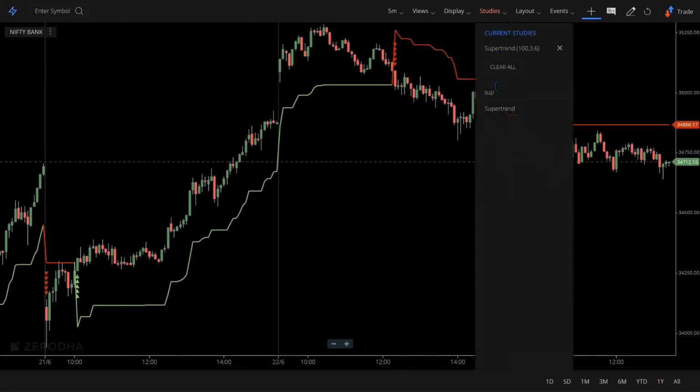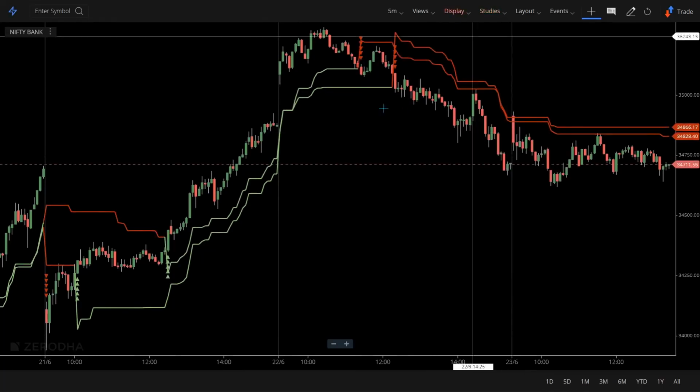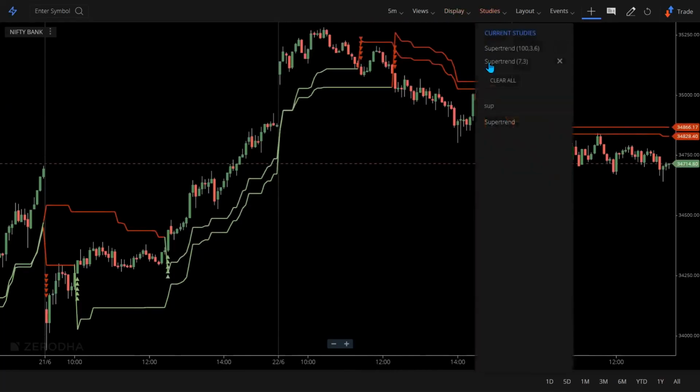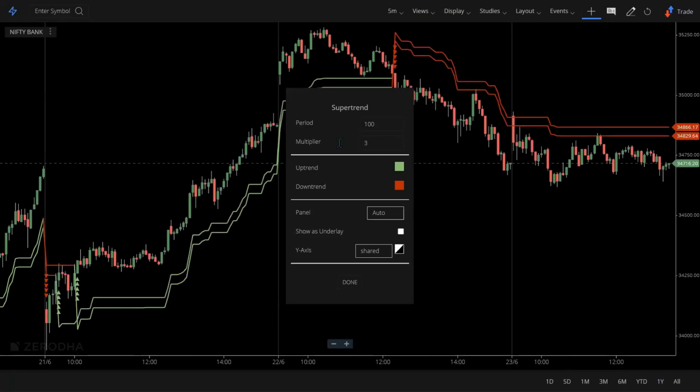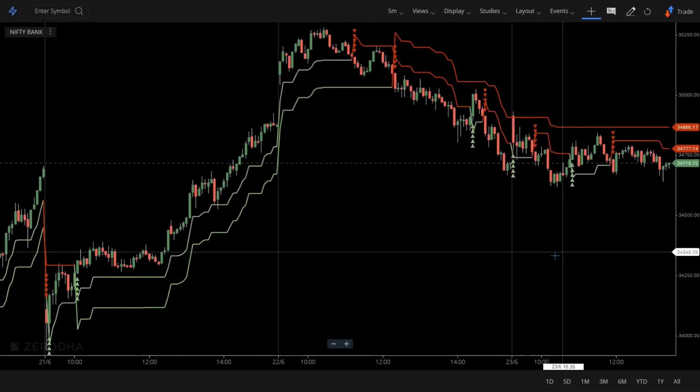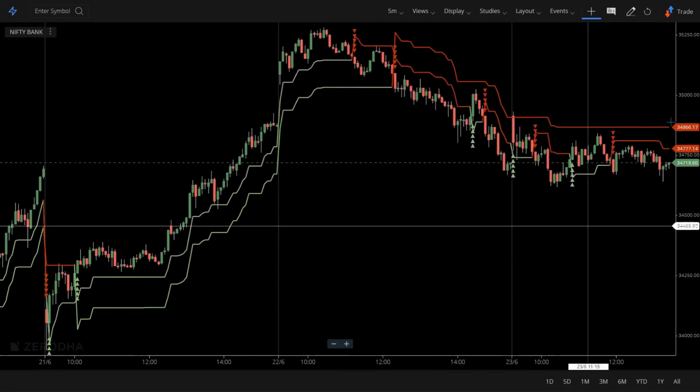So for that, again you'll go to the studies and look for the Supertrend, click on it. So the second line will pop up. Now the second line will again have the default setting, so you can click on that and again change it to 100 period. Now instead of 3, you will make it half of 3.6, which is going to be 1.8, and click OK. So the moment you do that, it will do two things for you.